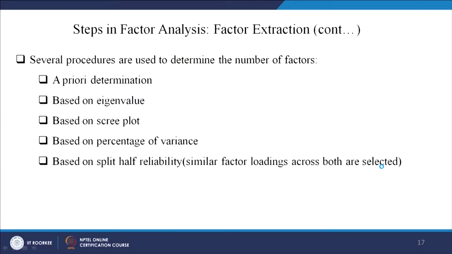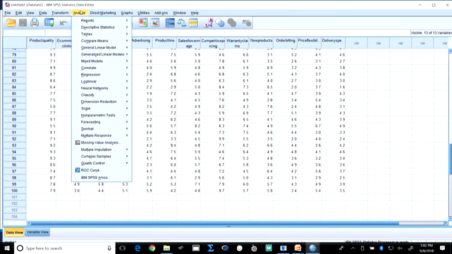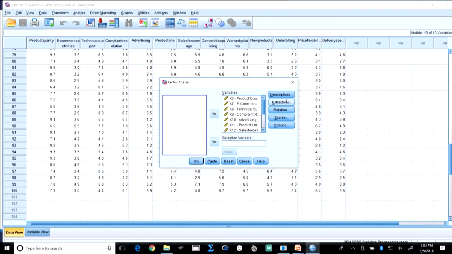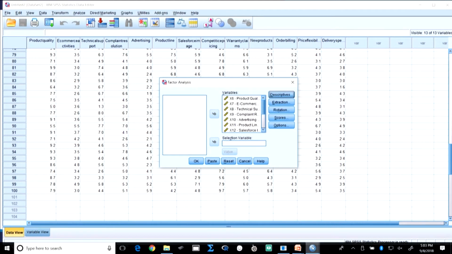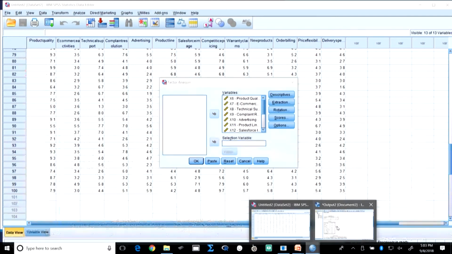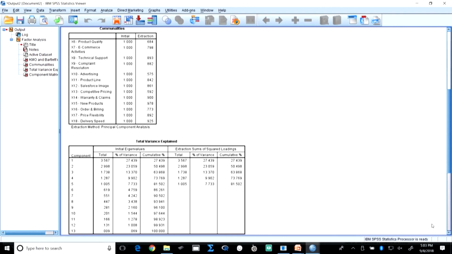So, let us go to this one. Let us first derive the number of factors. We will go to dimension reduction, factor. Now, we will derive the factors. I think the factors must have been derived. If you go to the output, now you can see how much variance has been explained in this study. There are 5 components or 5 factors.